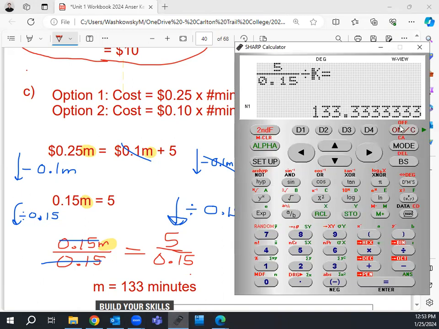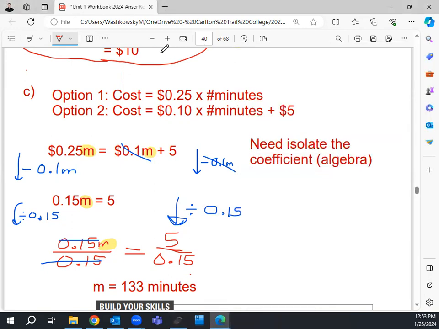Oh, did I do something up there? 5 divided by, I think I goofed something up. Sorry, 33 minutes. It's 33 minutes. I don't know why it added the extra one there. I was going to say that doesn't make sense. So 33 minutes. So after 33 minutes, that's my break even point. That's when it costs the same in between.